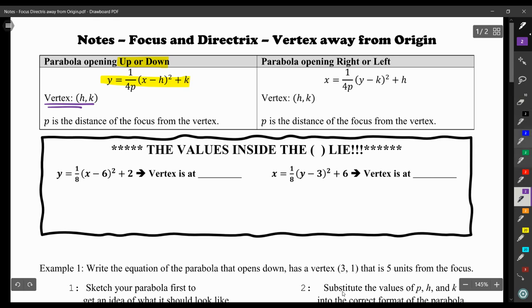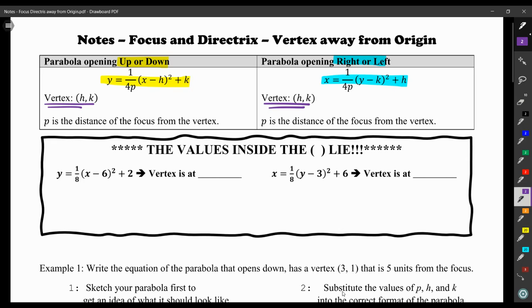Similarly, if we have a parabola that opens right or left, we have this formula here. And notice that h and k are now flipped. K is inside the parentheses and h is on the outside. But the vertex coordinate is still h comma k. So be careful and make sure you're pulling the right value for the x and the y of the vertex.